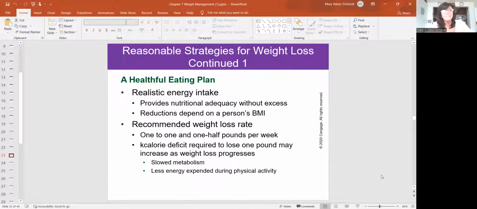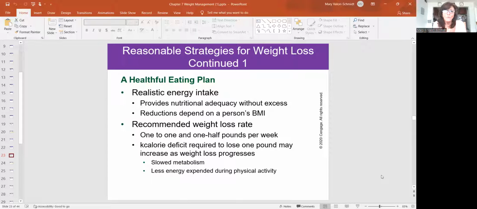Okay? You need to eat relatively healthful. So in other words, there's got to be a realistic amount of intake of kcalories. That's your energy intake. Nutritionally adequate, but not excessive. And reductions really should depend on your BMI. Like I said, there's going to be a different plan for every person.